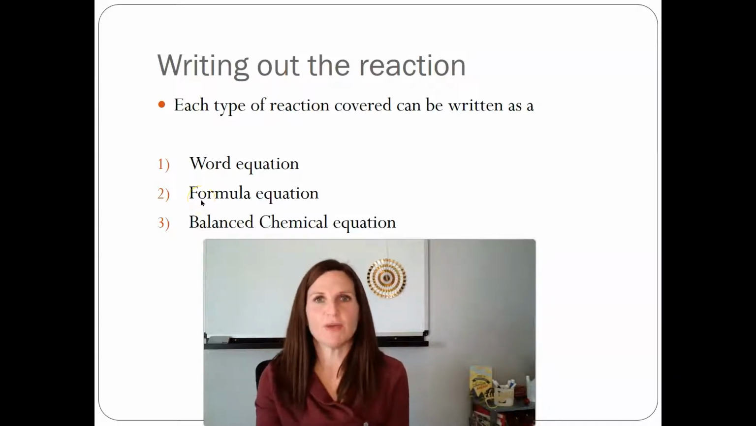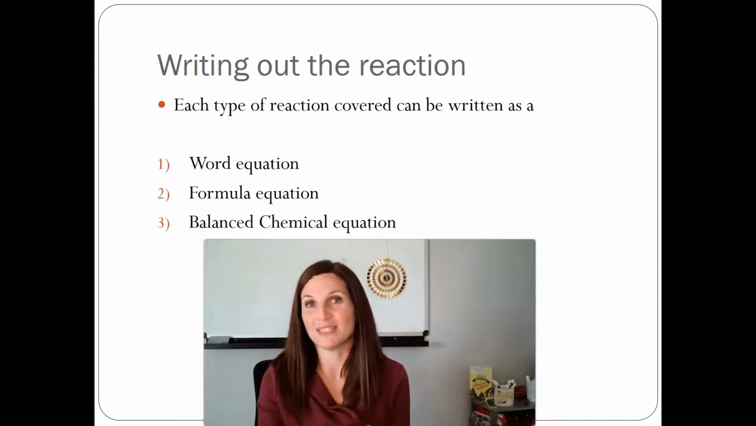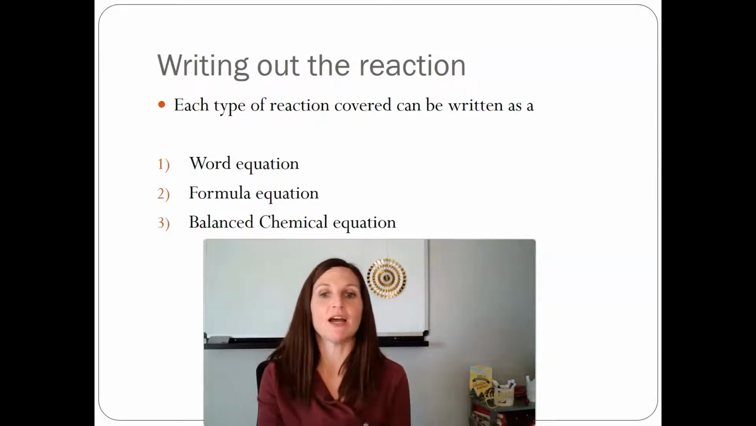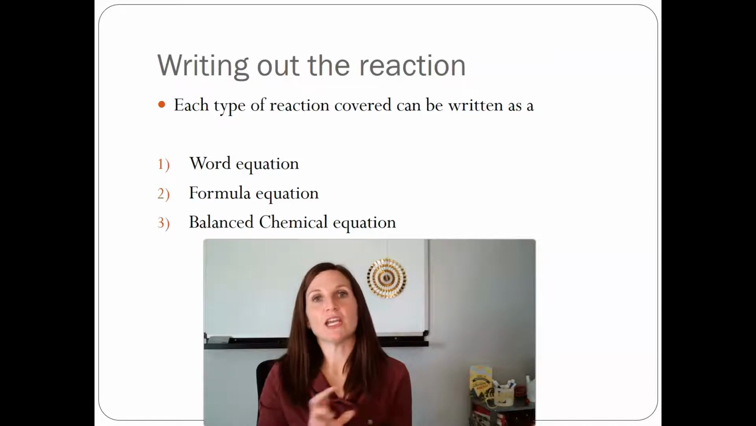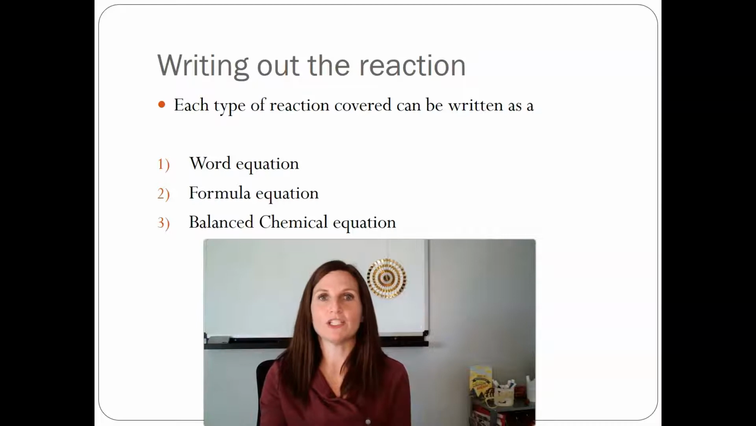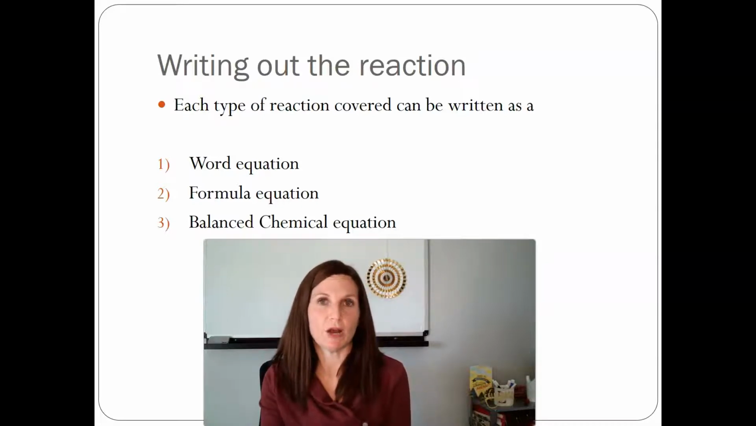The first kind of equation we can write is called a word equation, and not surprisingly, those are written in words. The second type of equation we can write is a formula equation, and the formula equation includes the correct formulas for all of the chemicals in the equation. And lastly, we have the balanced chemical equation, and this includes the formulas, but it also includes the relative numbers of moles or molecules that react or are produced in the equation. And those are represented by coefficients.